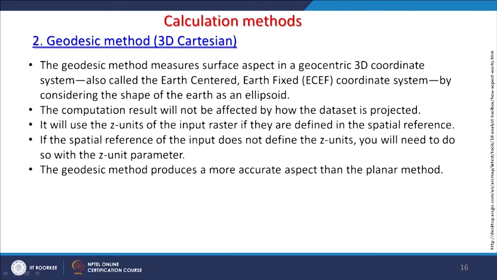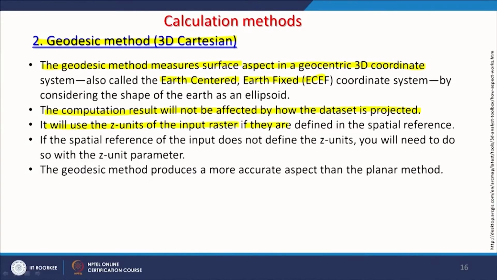Now, when we go for the geodesic method, that is 3D Cartesian, the geodesic method measures surface aspect in the geocentric coordinate system, again that Earth-centered, Earth-fixed coordinate system, and the computation result will not be affected by how the dataset is projected, because this projection part we have already discussed in theory. So, we have to be a little careful while doing it. However, in these particular calculations, no effect will take place.